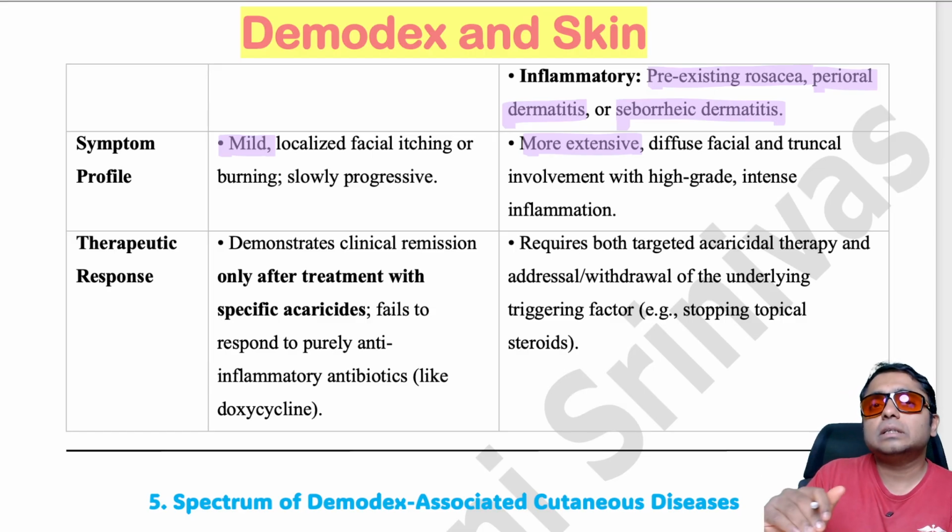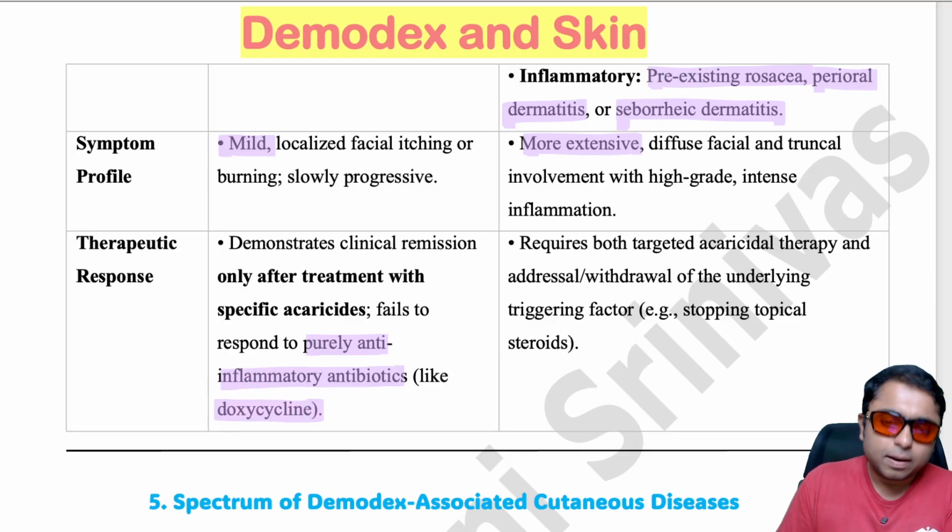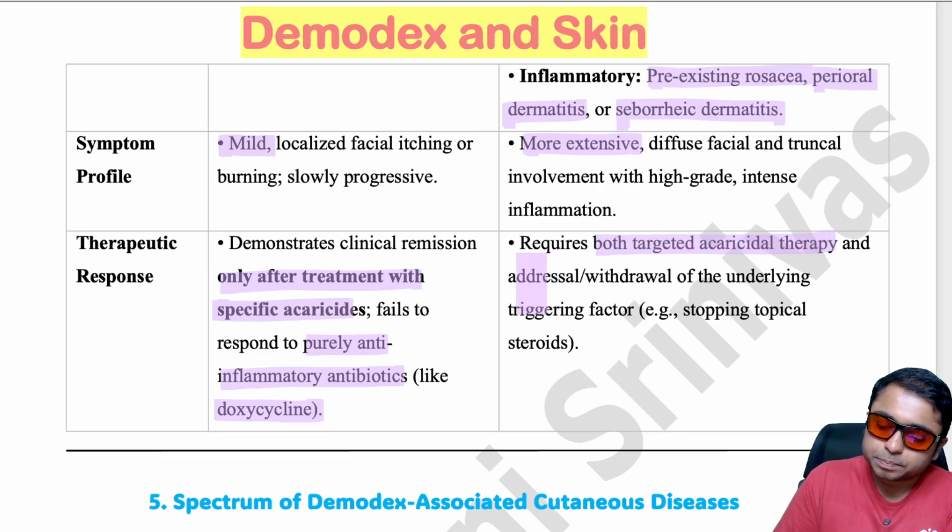On top of this, it is Demodex which is going to produce more inflammation. Therapeutic response: in the primary, you should remember purely anti-inflammatories, like the medication doxycycline, are not going to be helpful. There should be some kind of a specific acaricide which has to be used in the primary demodicosis, and in the secondary it requires both targeted therapy and also handling whatever is the underlying cause.